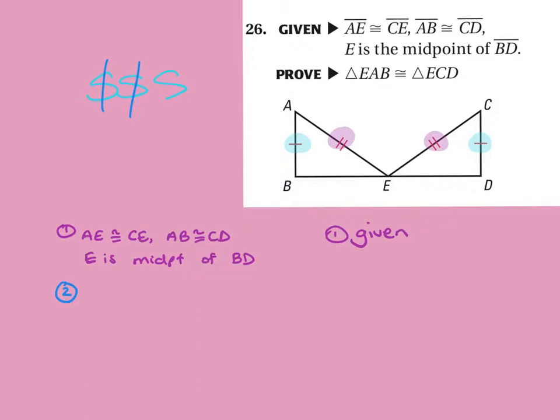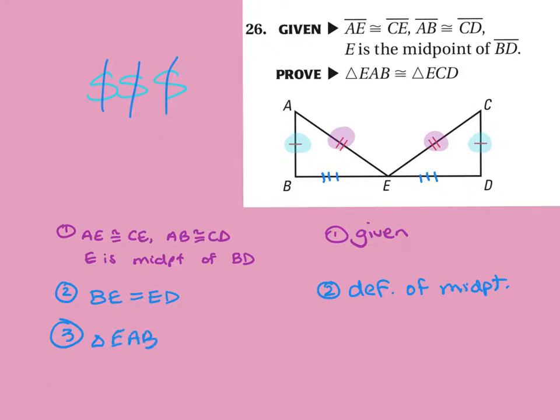Good. Definition of a midpoint, right? Tells you that these are cut into two equal parts. So BE would equal ED. Definition of a midpoint. And then I've got all three side lengths. So triangle EAB is congruent to triangle ECD. Side, side, side.